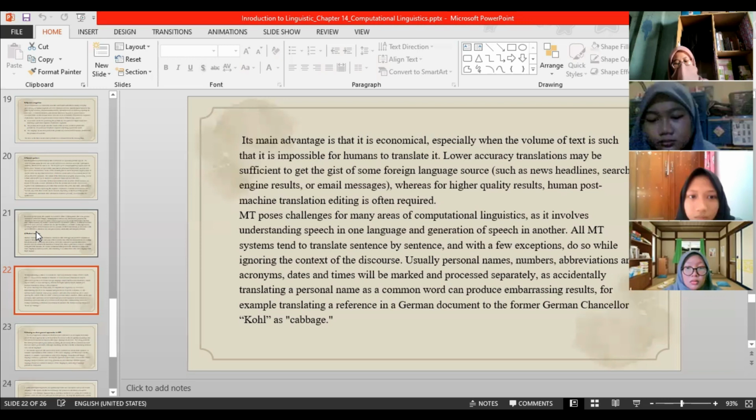MT poses challenges for many areas of computational linguistics as it involves understanding speech in one language and generation of speech in another. MT systems tend to translate sentence by sentence, and with a few exceptions, do so while ignoring the context of the discourse. Usually personal names, numbers, abbreviations, are accidentally translated.